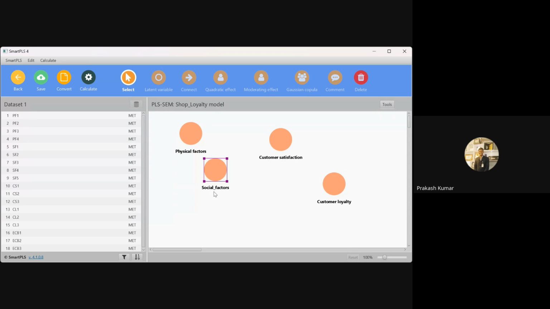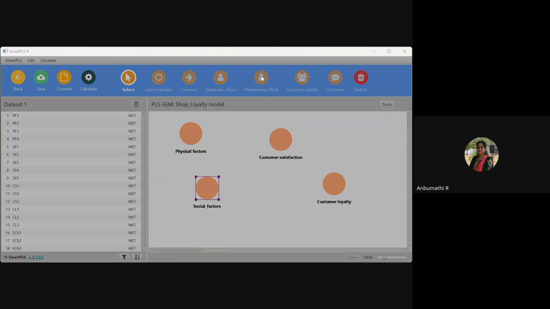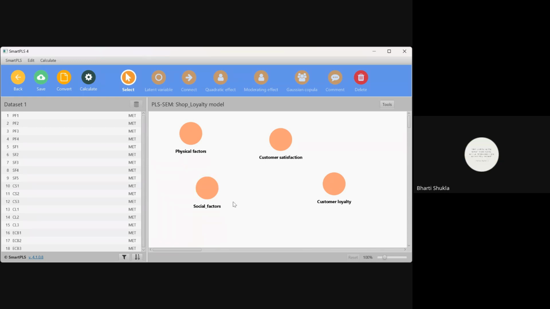Can you move it, madam? Yes, you can move it, sir. When you want to move it, select again, press the select button, and then you can hover around. That is possible. So, ma'am, for renaming, we have to do the right click and go to edit settings. Then you will get social factors or whatever factors you have given. Then you can change it. You have to write in caption in model and caption in report both, madam.